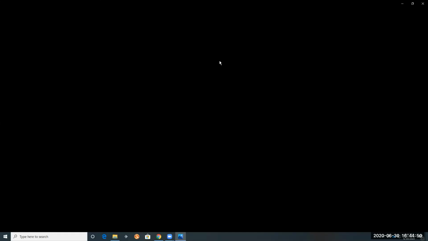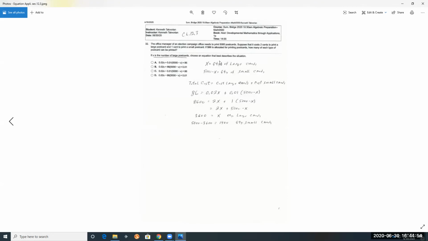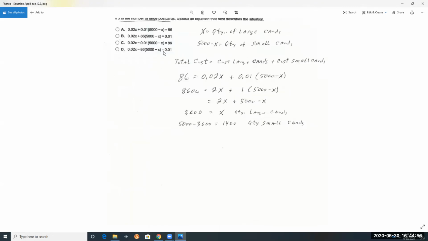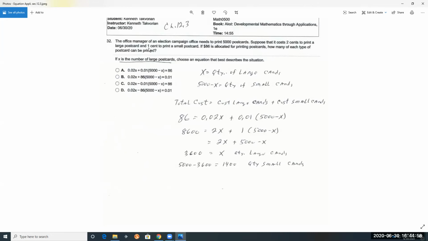Finally, let's look at an application. The office manager of an election campaign office needs to print 5,000 postcards. Suppose that it costs 2 cents to print a large postcard and 1 cent to print a small postcard. If we have a total of $86 for printing, how many of each type of postcard can be printed?